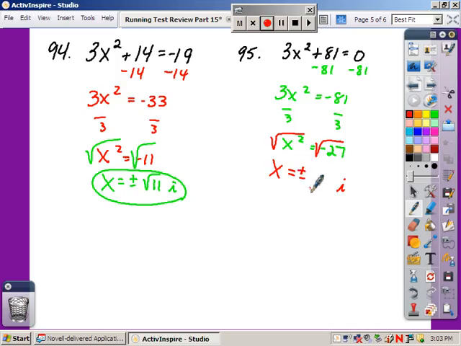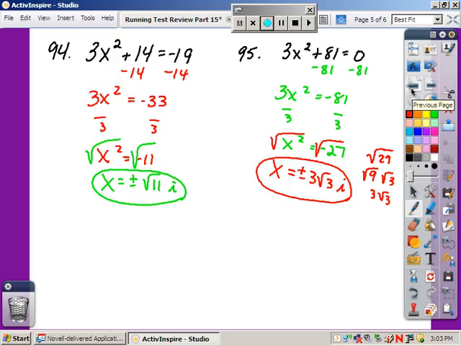The question is how do I simplify the square root of 27? I'm doing this on the side over here. The biggest perfect square within the 27 is a 9 and a 3. That's 3 square root of 3. That goes with. Okay, this one is done.